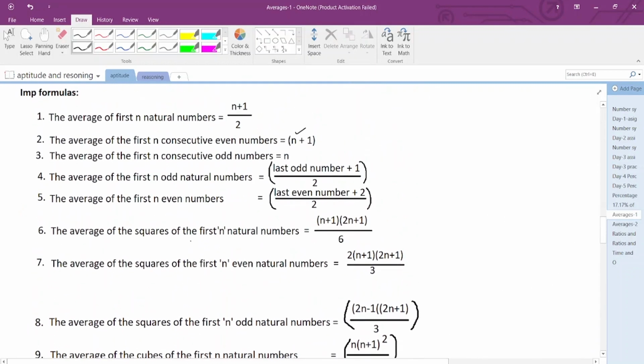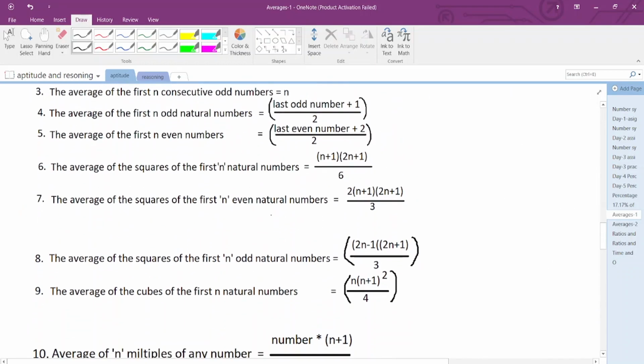Now this is about the sixth one, the square of first n natural numbers. In the square of first n natural numbers, they can ask again by dividing, separately for evens and separately for odds. Let's suppose if you ask the average of square of first n even natural numbers, then you can use this formula: 2 into (n plus 1) into (2n plus 1) by 3. Previously it is divided by 6, but here it is (n plus 1) into (2n plus 1) into 2 by 6, so it becomes by 3.